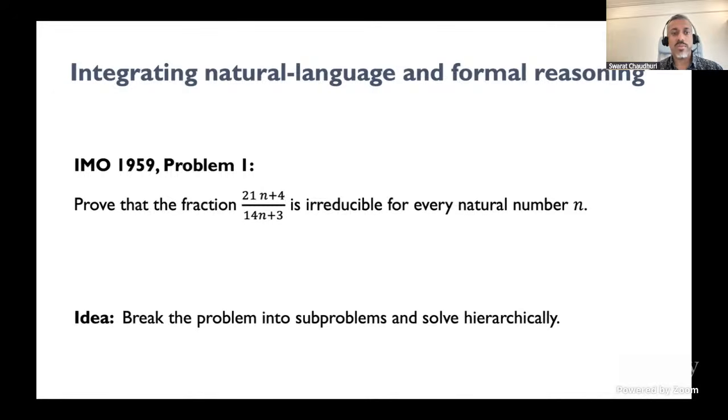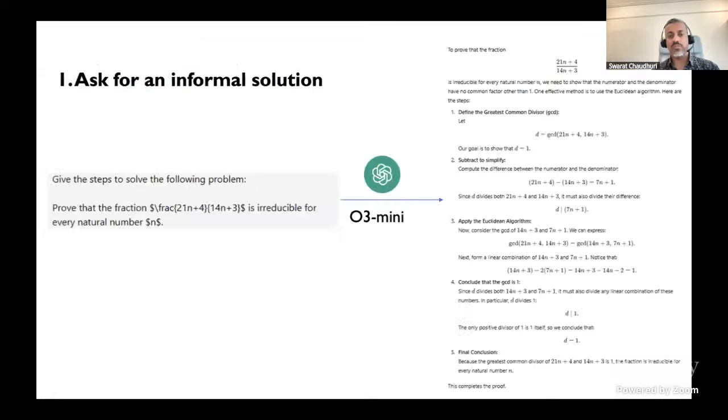And so here's a sample problem. This is from the IMO, and this is saying, prove that this fraction is irreducible for every natural number n. So what we'll see is that the Copra approach can be extended a little bit to, in fact, come up with a hierarchical solution to this problem. And so this will involve breaking down the problem into subproblems and then solving hierarchically. Okay, so how do we do this?